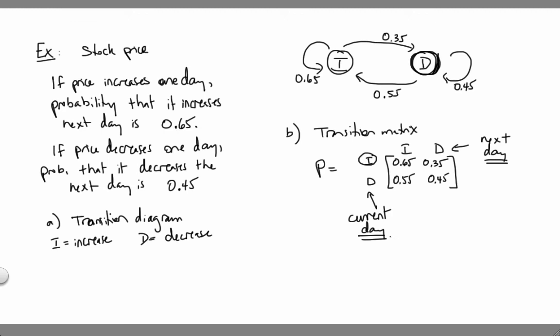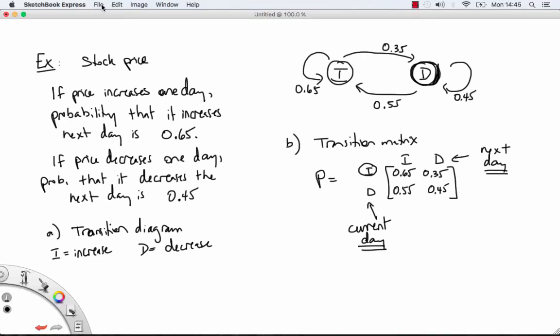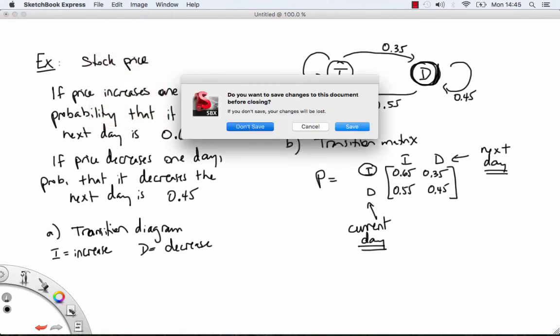So last question here. We're going to do a part C related to this, and I think we'll do that on a fresh screen. Okay, so part C. Let's say there's an 80% chance that the stock decreases today.